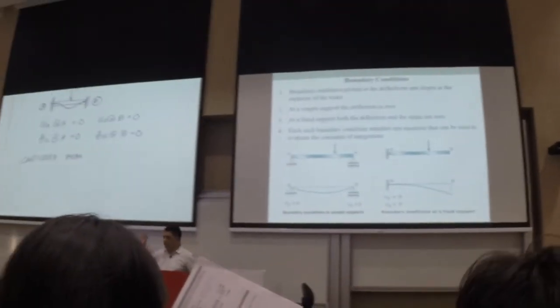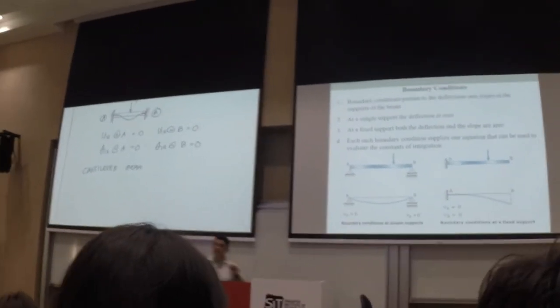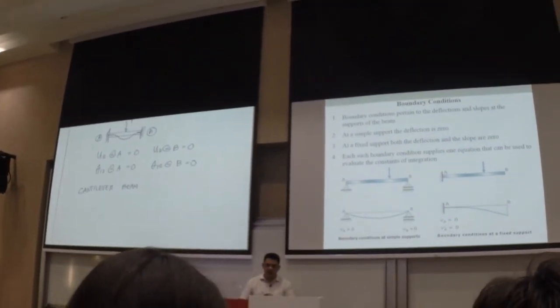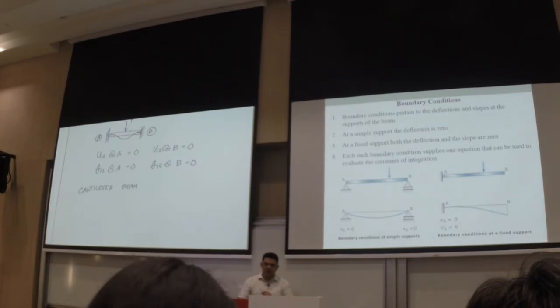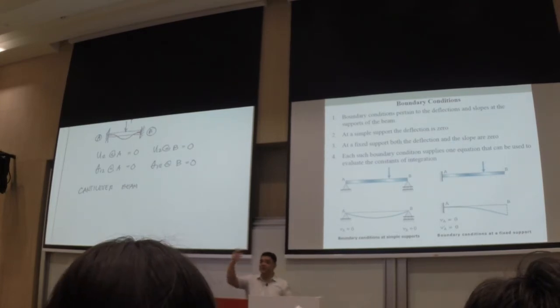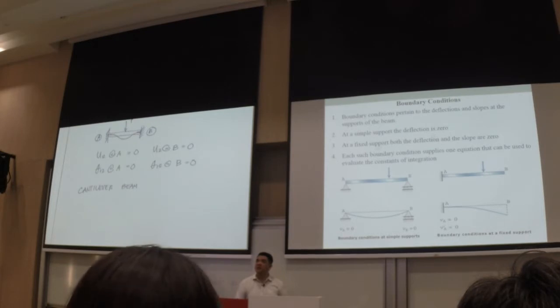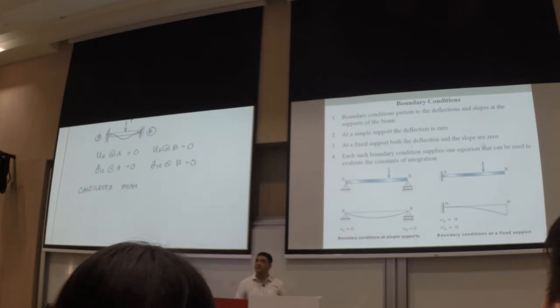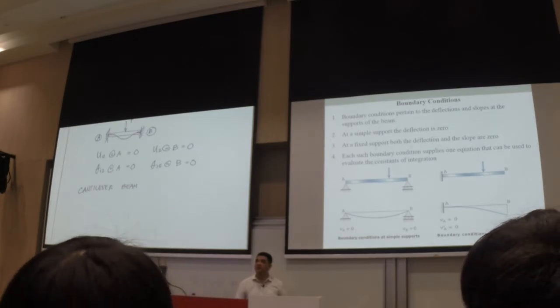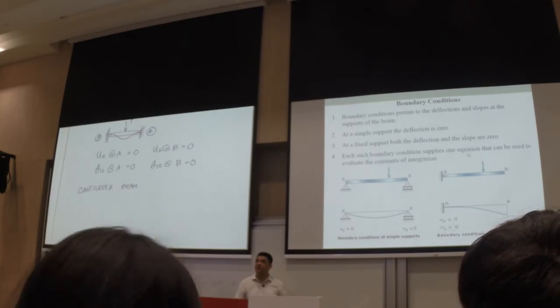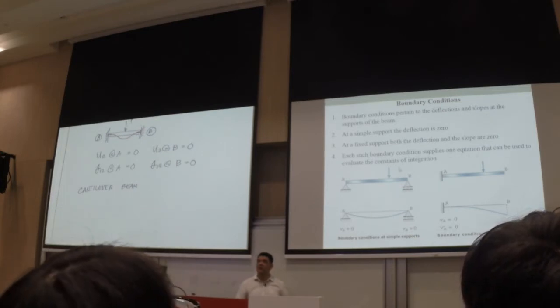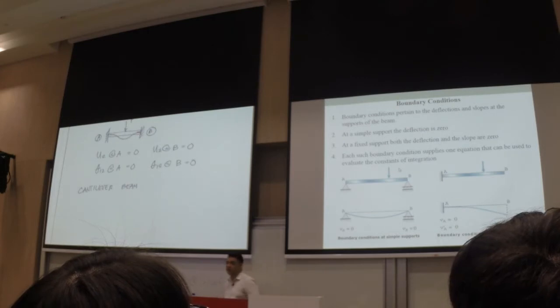Okay, so these are the assumptions. We have here boundary conditions: the deflection, meaning the U2 or the transverse deformation, and slope and supports. At a simple support, the deflection is 0. At a fixed support, both the deflection and slope are 0. Each such boundary condition supplies one equation that can be used to evaluate the constants of integration.